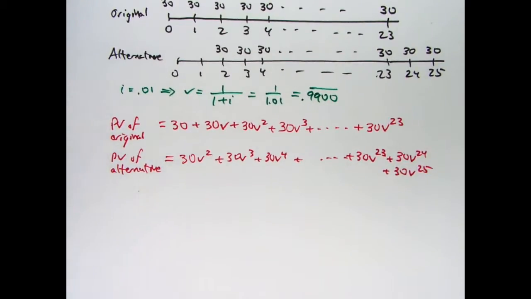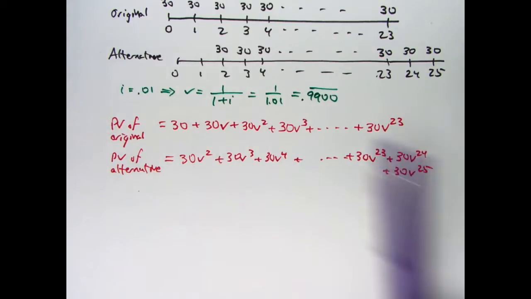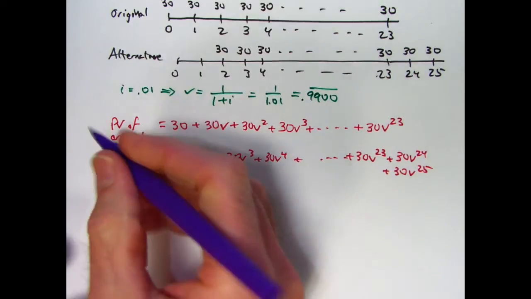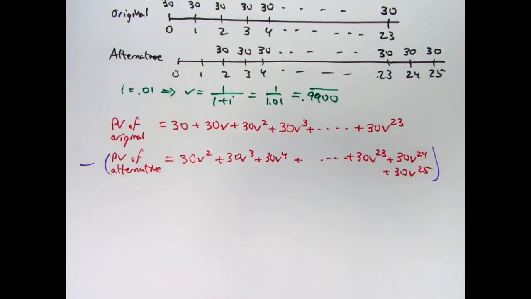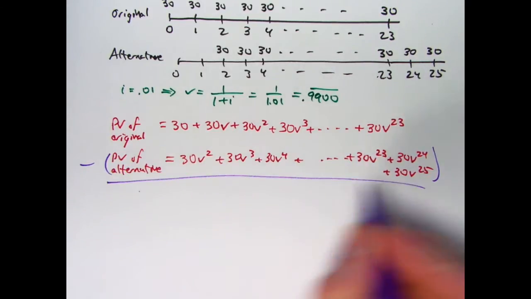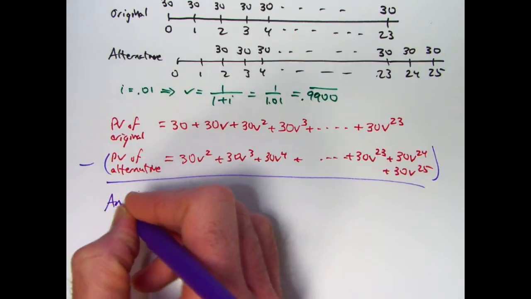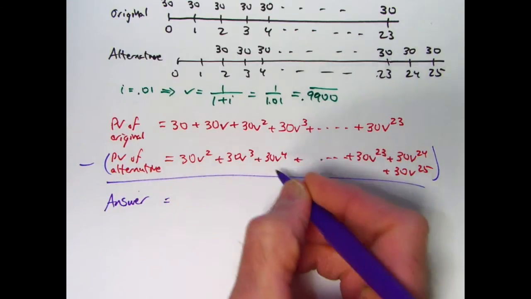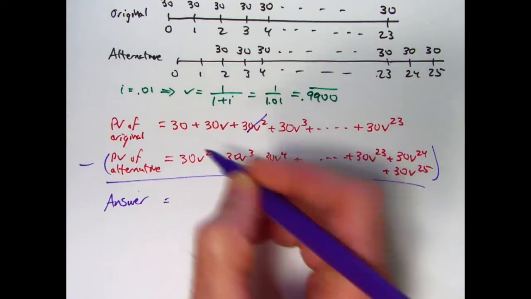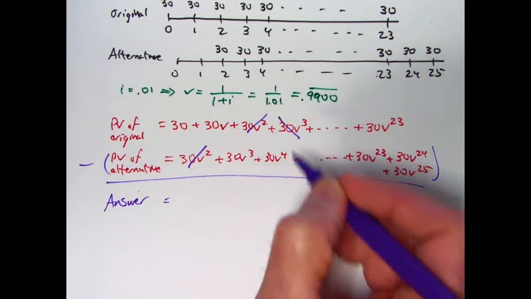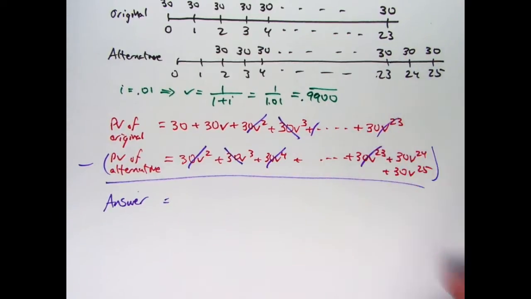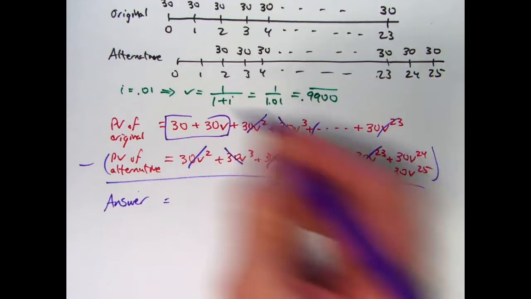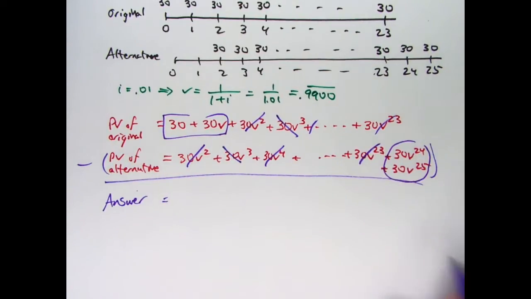There is an expression for the present value of the alternative. So the difference between these things, the top minus the bottom, is going to be the answer. Now you don't have to find these sums to figure out the answer, because when you subtract, a bunch of stuff cancels. This 30v squared cancels with that 30v squared. This 30v cubed cancels with that 30v cubed, etc. The only things that don't cancel are these two things and these two things.